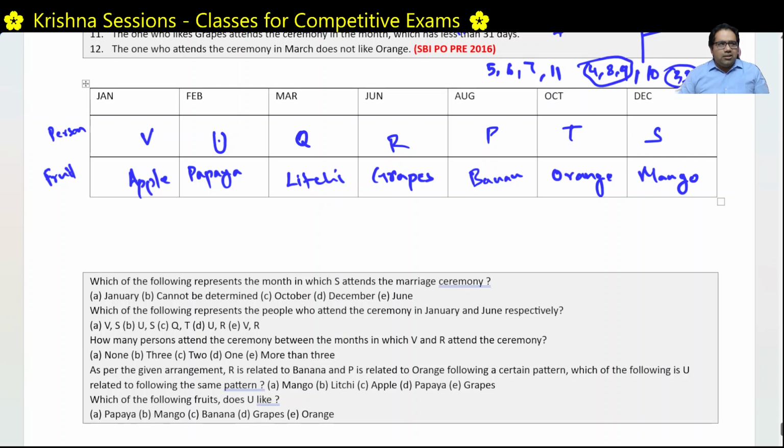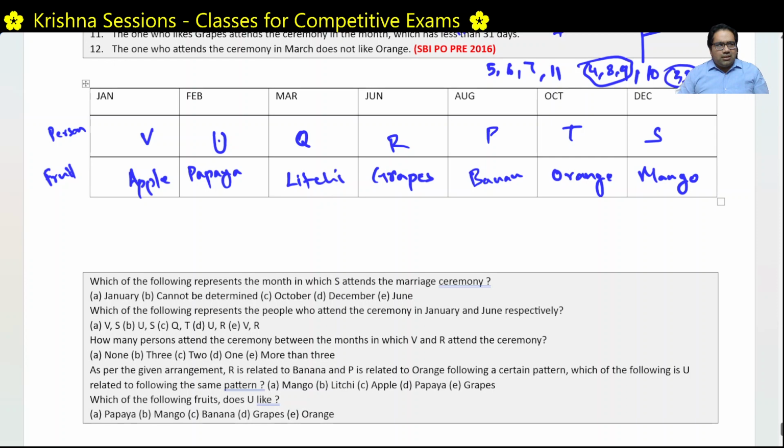Which of the following represents the month in which S enters the marriage? S is in December, right? Which of the following represents the people who attend the ceremony in Jan and June respectively? Jan is V and June is R. V and R is the correct answer. How many persons attend the ceremony between the months in which V and R attend? V and R, there are two people. Right, two is the correct answer.